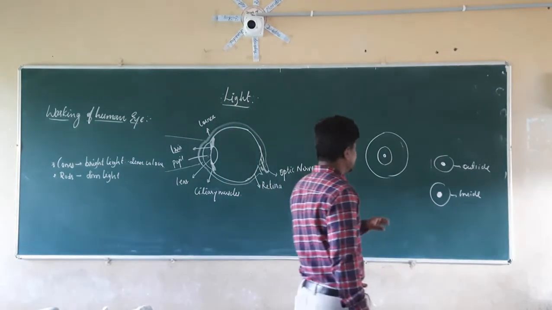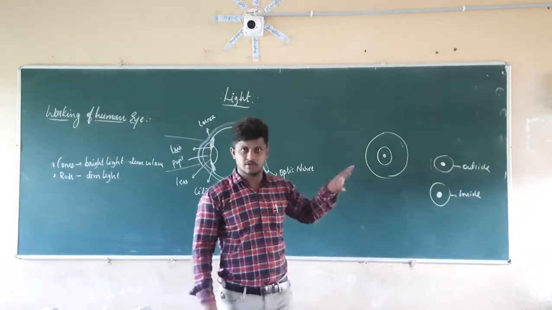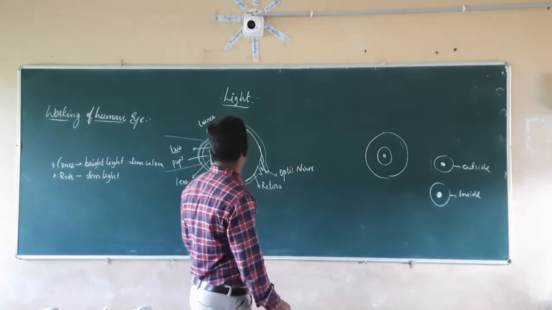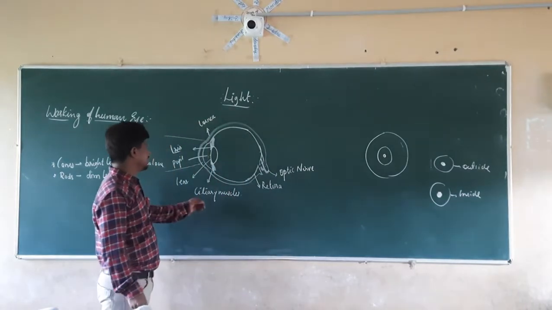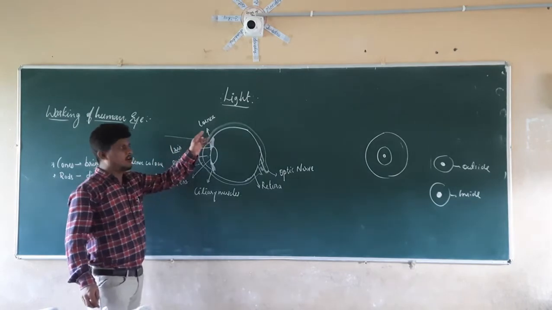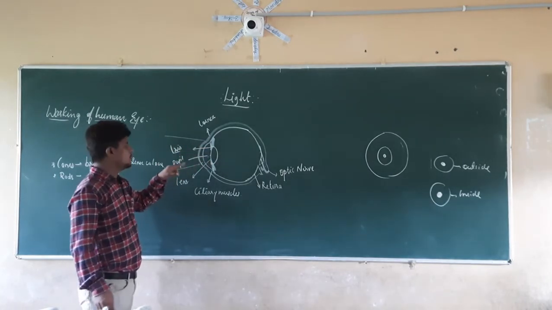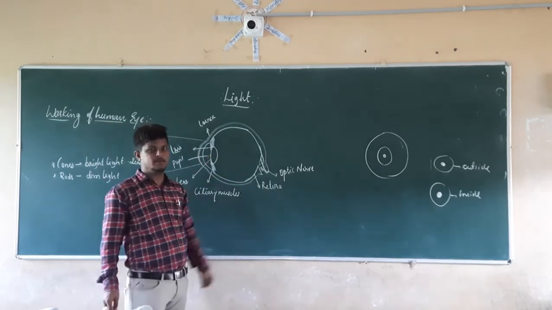So I hope everything is clear about the pupil, and how it controls the amount of light ray which is entering into our eyes. So next part is what? You know that light is coming, and it enters the eye through the cornea, then it enters the iris, and the amount of light which is entering into our eye is controlled by the pupil.